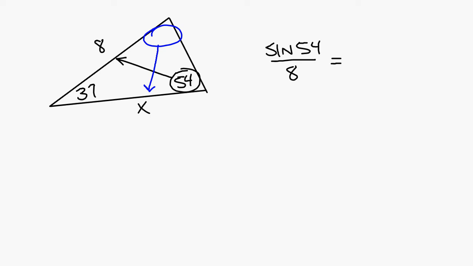So if you take 180 and subtract 54 and 37, 180 minus 54 minus 37 equals, this top angle is 89 degrees. So make sure you find that angle measure first and put it over the x. So that's going to be sine 89 over x. Okay? Can't use the 37. All right? So, crisscross multiply. Sine 54.